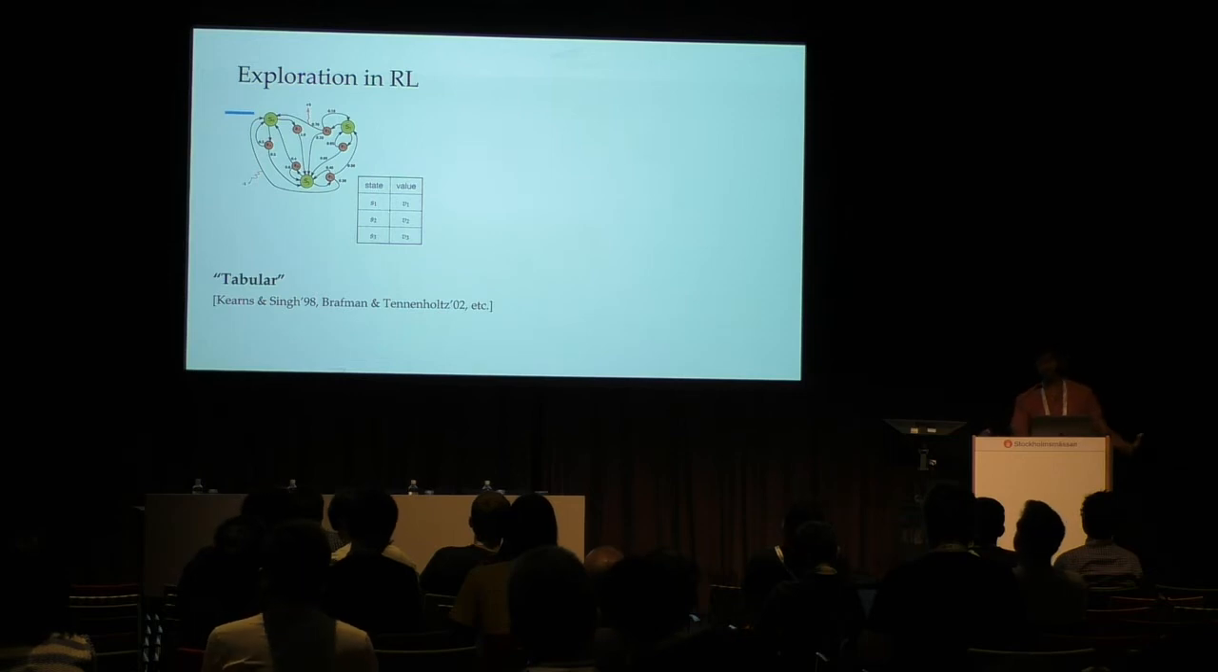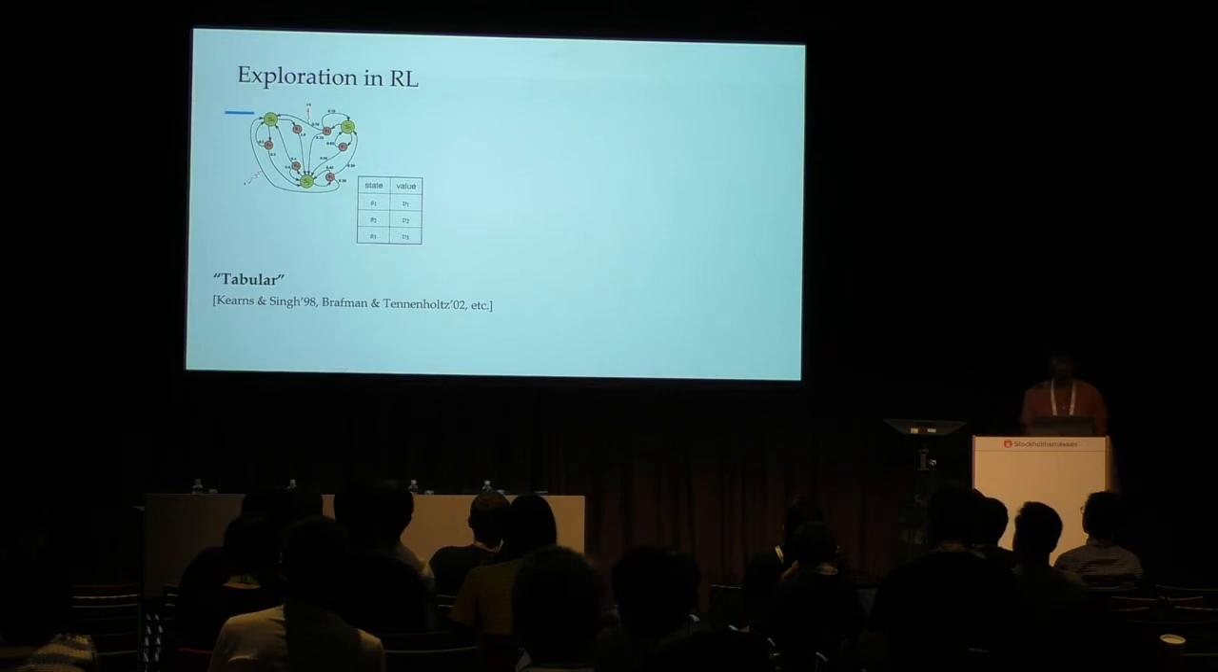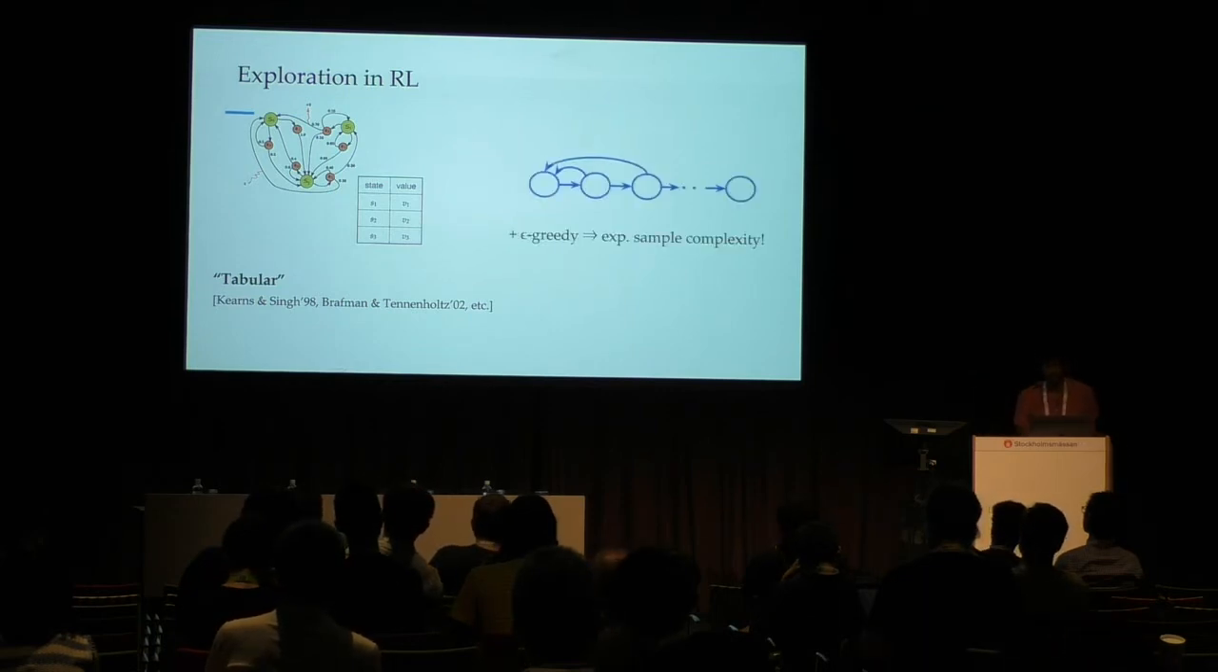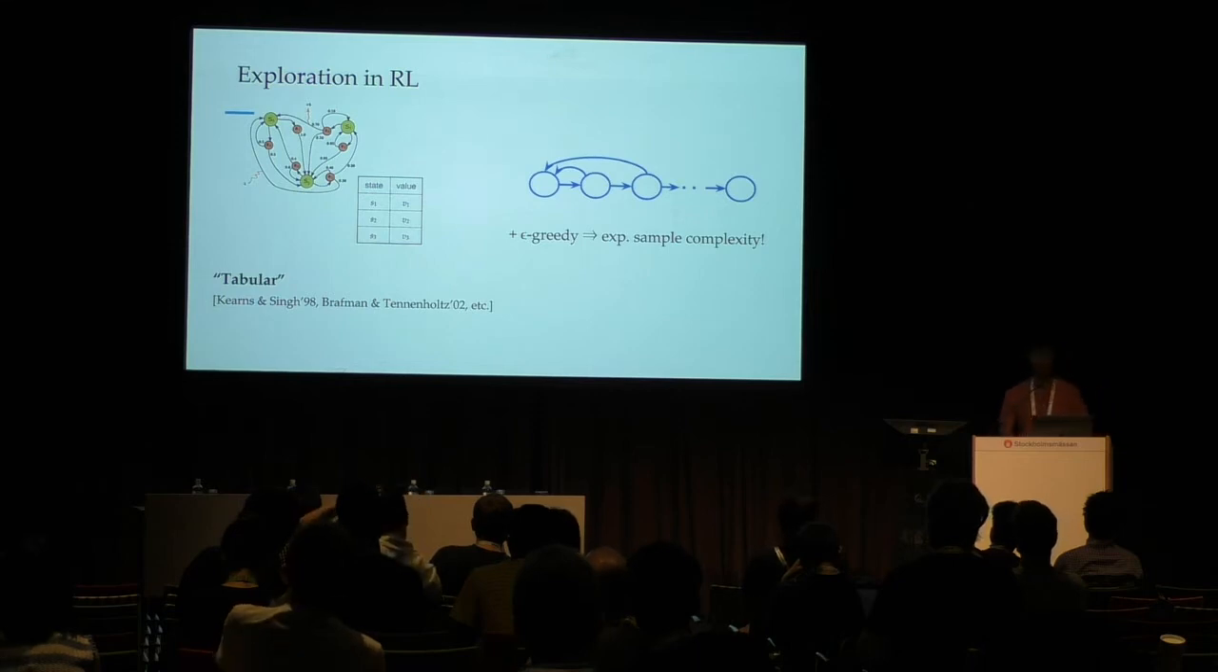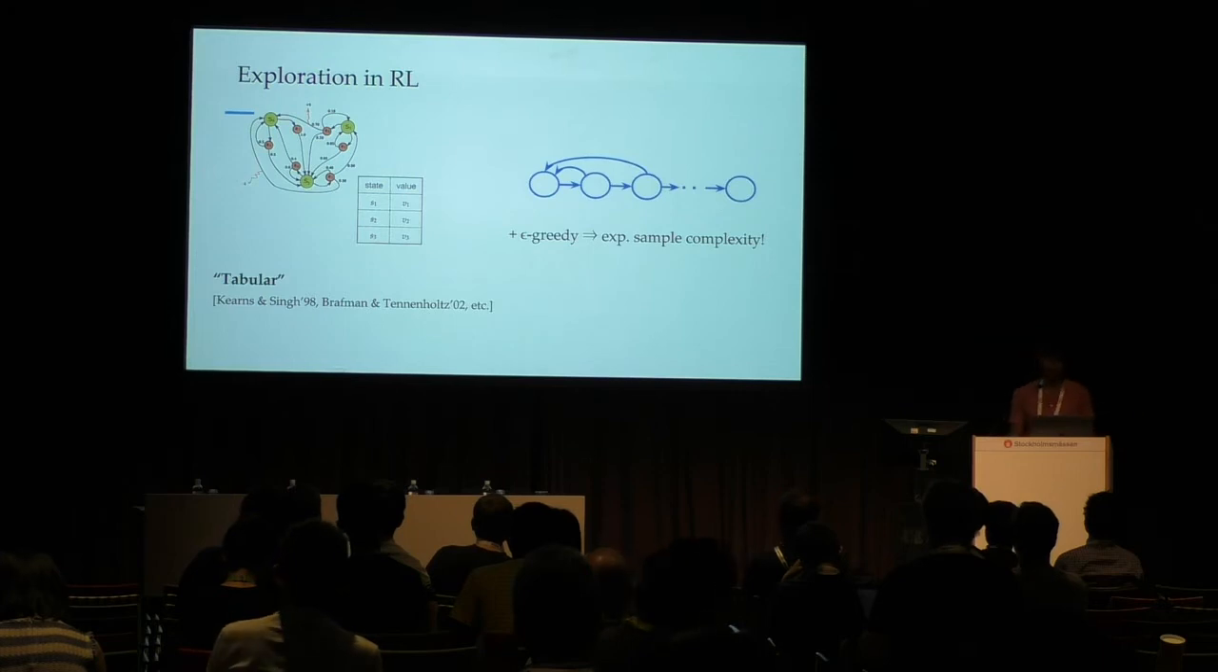Let me start with a little bit about what we know. For tabular problems, if you just want computational efficiency and sophisticated exploration, there are lots and lots of algorithms. One of them is E cubed, the Kearns and Singh paper. There are lots of other ones. But algorithms that people use with function approximators, like epsilon greedy, which is what Ian was talking about, you can prove they get exponential sample complexity even in these little baby tabular problems.